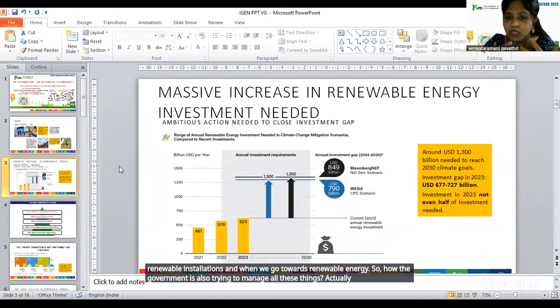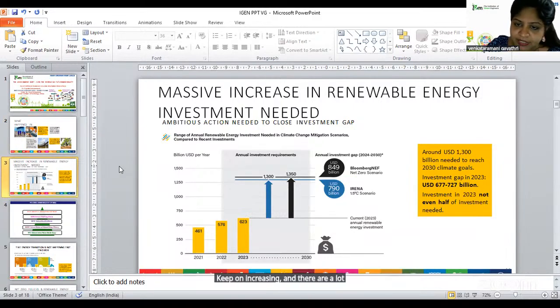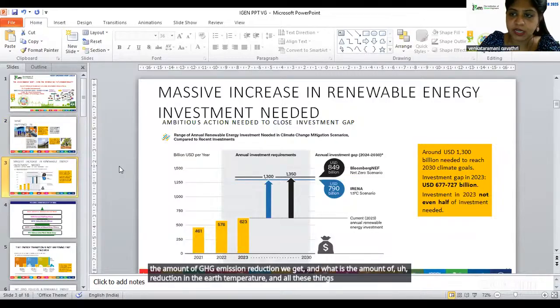Actually speaking, the investment level has kept on increasing, and there are a lot of reports, such as ARENA, that say when you go for renewable installation, what amount of GHG emission reduction we get, and what amount of reduction in the earth's temperature. All these things are on the positive side. As an environmentalist, we are trying to mitigate a lot of climatic issues. On the other side, there are other problems when we go for renewable technologies.